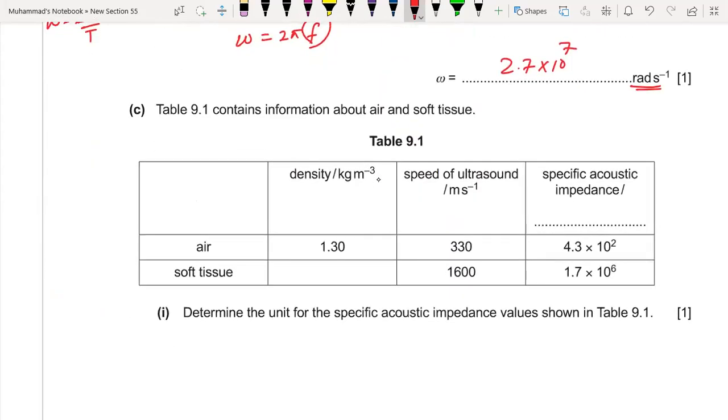The table contains information about air and soft tissue: air density, speed of ultrasound, and specific acoustic impedance. For soft tissue, we don't know its density, speed, and specific acoustic impedance. Determine the unit of specific acoustic impedance. Very simple question. You know that specific acoustic impedance is the product of the density of the medium and the speed of ultrasound in that medium.